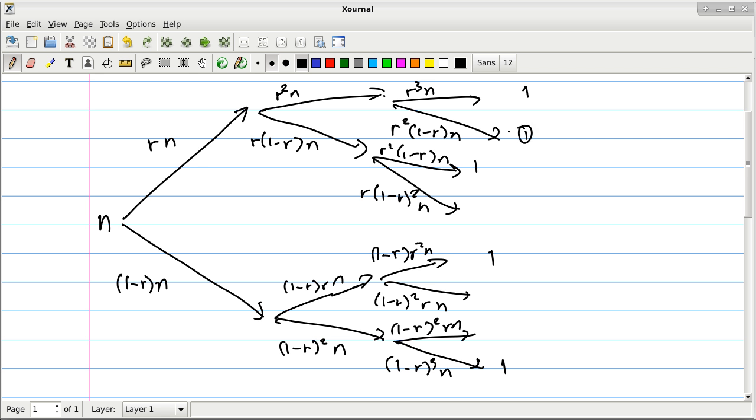So I'll just put a special symbol here. And then what about (1 minus r) squared times r? We got 3 of those too. So we got 1 here. I'll use a double circle here. 1 here, and also 1 here. 1, 3, 3, 1. That's the ratio that we are looking at.